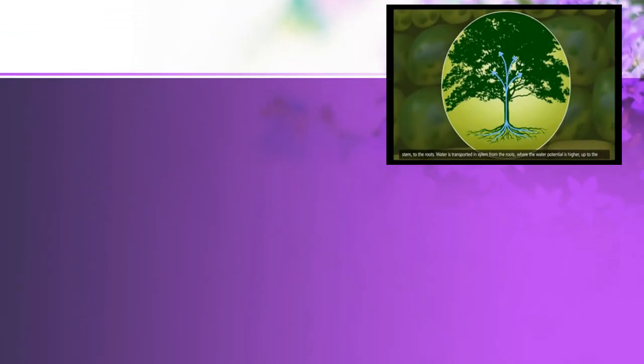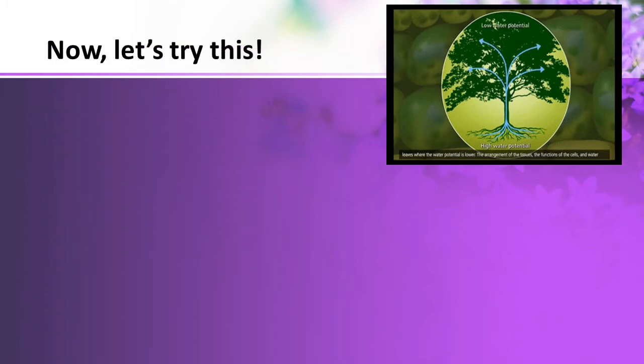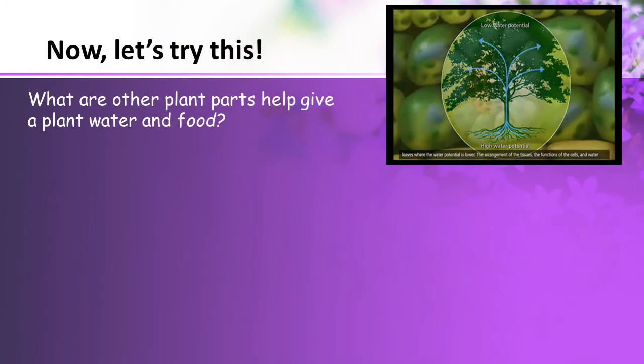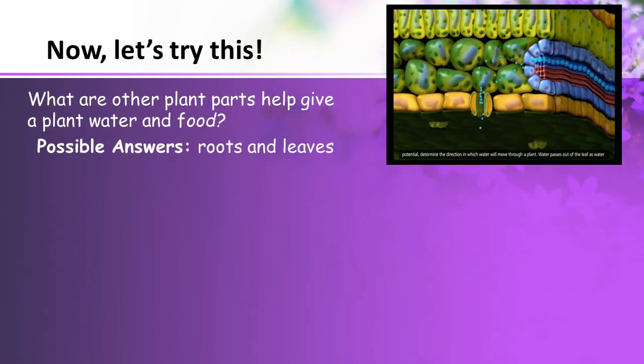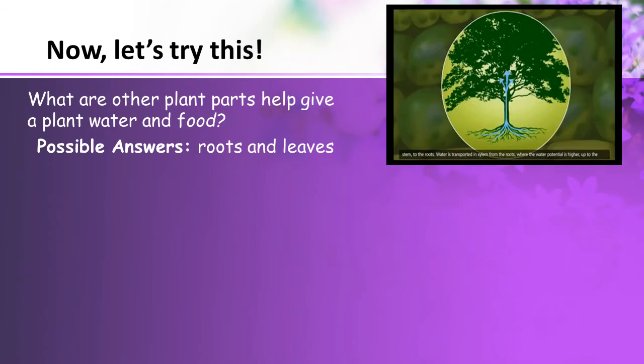Alright, grade 4, let's find out how much you've learned from the discussion. Let's solve the problems. Number 1, what other plant parts help give a plant water and food? Can you think of the answers? The possible answer would be roots and leaves. Roots, remember, absorb water and minerals from the soil, and leaves make their own food.